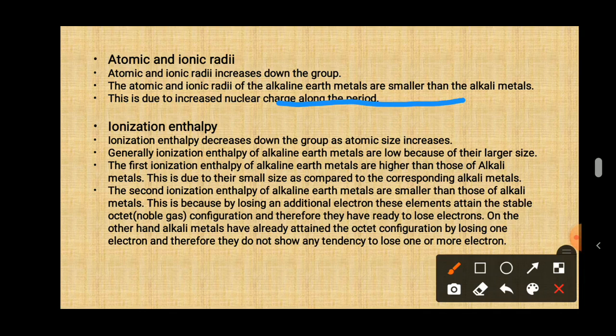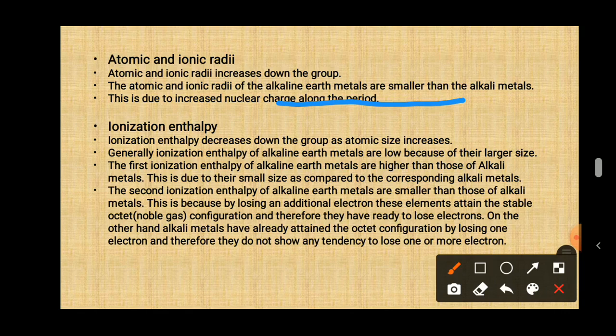Now, down the group, what happened? We'll see down the group, that is from beryllium to radon. Ionization enthalpy decreases down the group as atomic size increases. As atomic size increases, the outermost electron is loosely bound to the nucleus. So we can easily remove the electron from the outermost shell as we move from beryllium to radon.